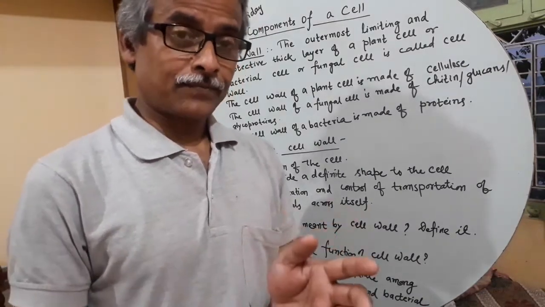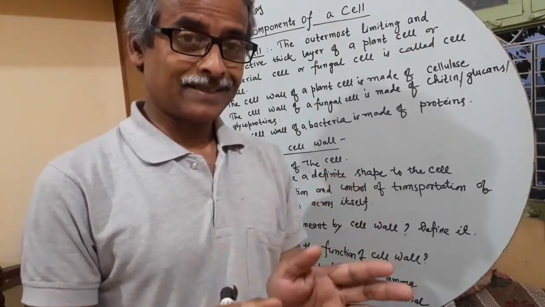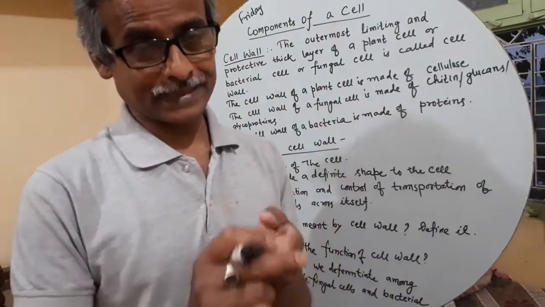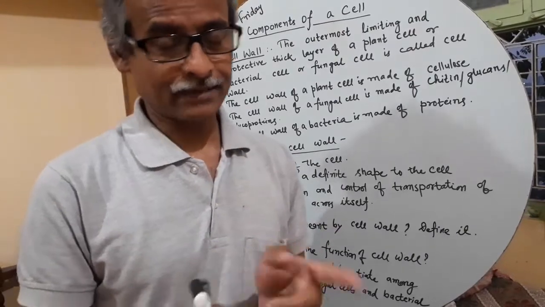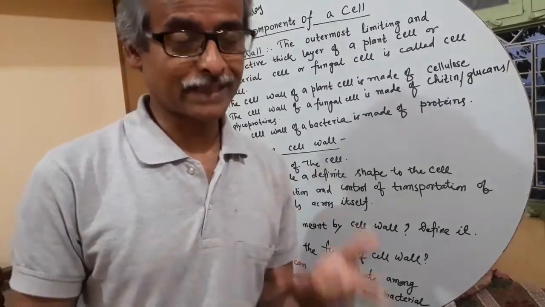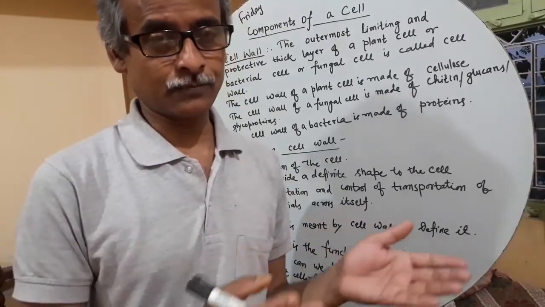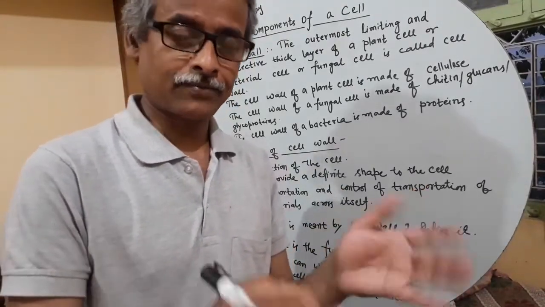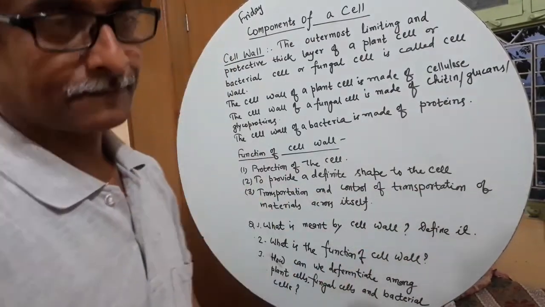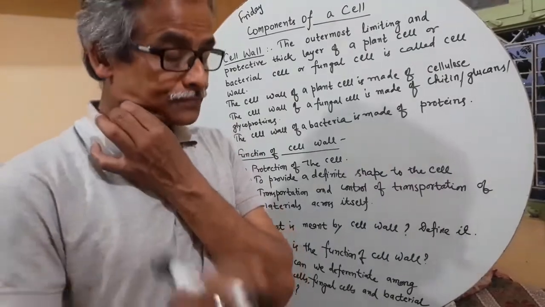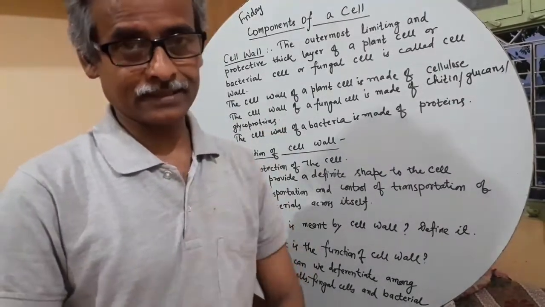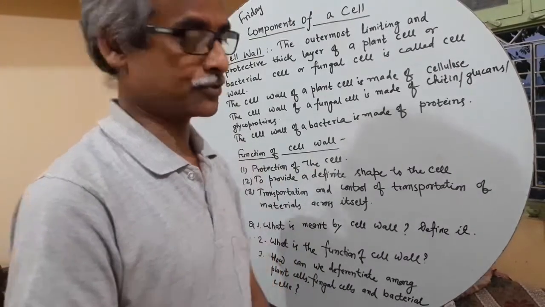When we see that the cell wall is present in these three types of cells, that is plant cell, fungal cell and bacterial cell, then what is the difference? How can we recognize them as the cell wall of a plant cell, that of a fungal cell and that of a bacterial cell? So the material is different of which the cell wall is composed.